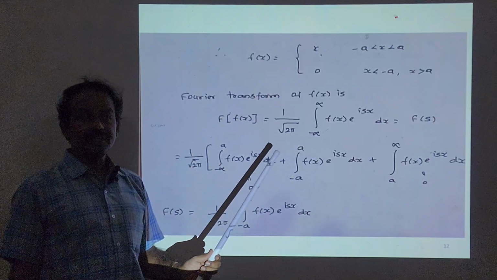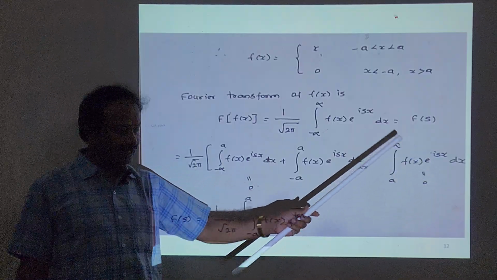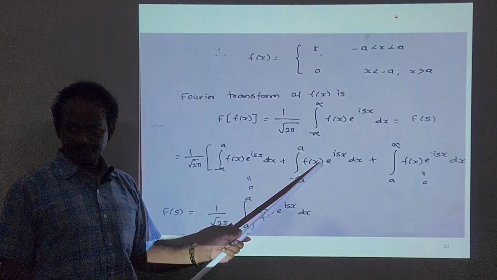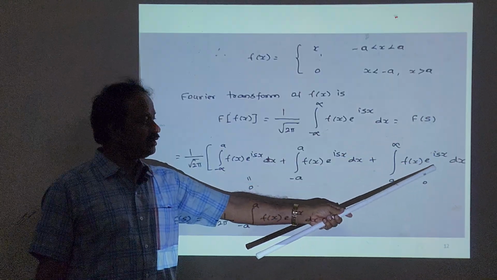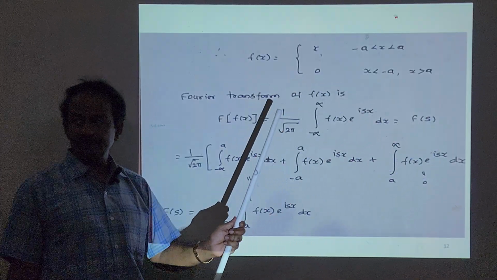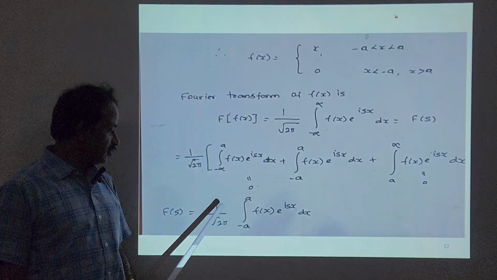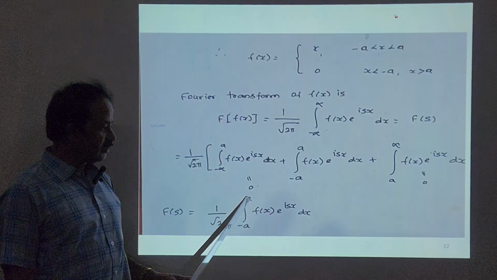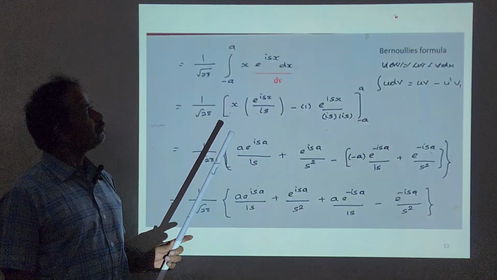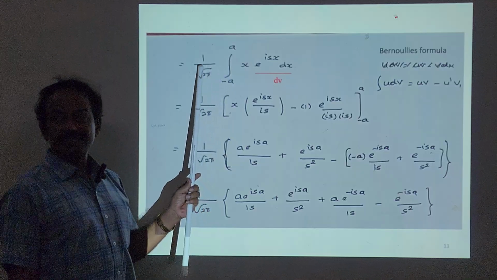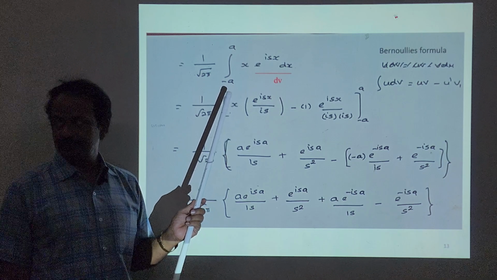Now, as usual, we have three intervals. One is x less than minus a, another one is x greater than a, then in between we have minus a and plus a. So as usual, if x is less than minus a or x is greater than a, the first term and last term will become 0. Okay? Answer is 0. And only the second term alone exists. So we have 1 divided by root 2 pi, integral from minus a to plus a, x e power isx dx. Is it okay? Now we are going to integrate this, x e power isx dx.